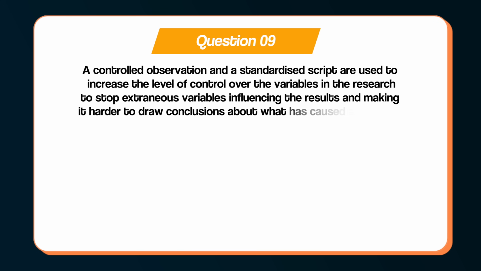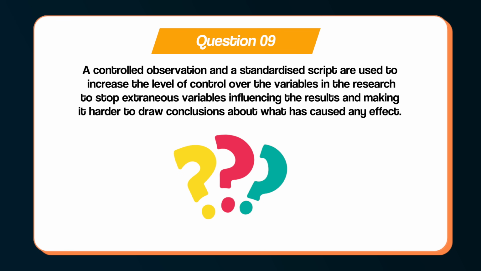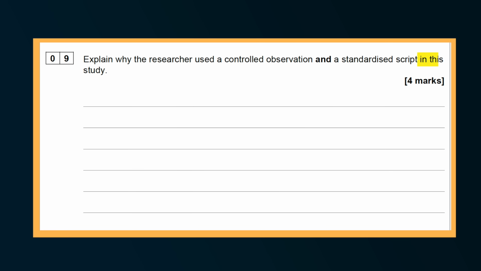A controlled observation and a standardized script are used to increase the level of control over the variables in the research to stop extraneous variables influencing the results and making it harder to draw conclusions about what has caused any effect. Now, at this point, whilst everything you may have written there is correct, there's something crucial missing. Do you know what it is? It's the all-important last phrase at the end of the question. In this study. Did you notice it?